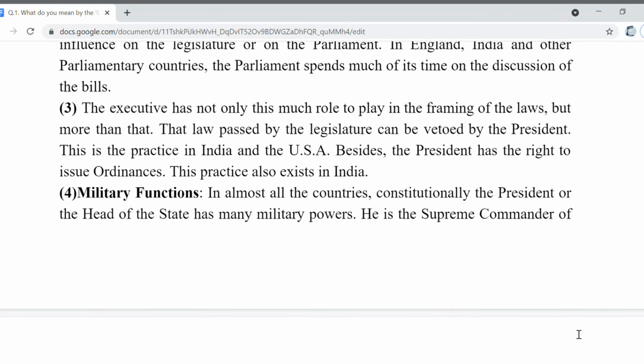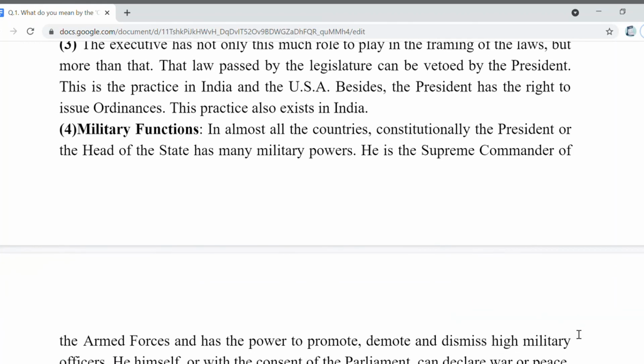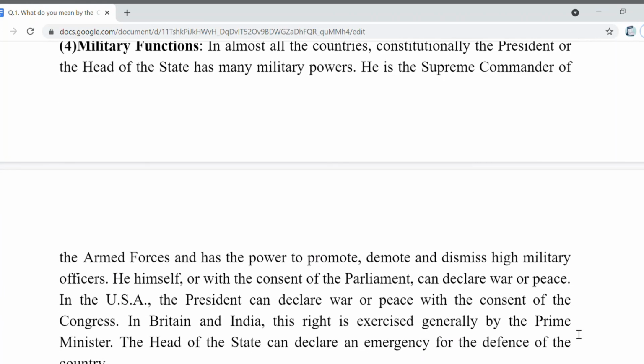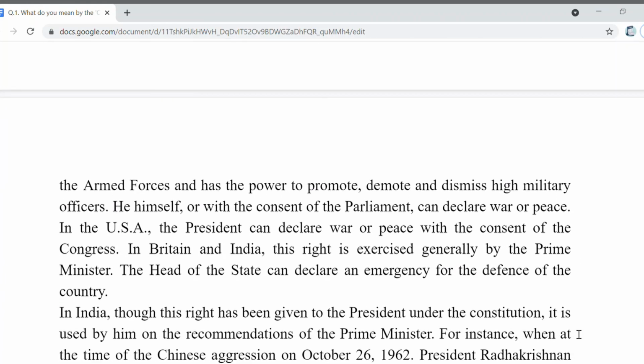The president appoints. He is the head of the state and he is the supreme commander of the armed force and has the power to promote, demote and dismiss high military officers. He himself or with the consent of the parliament declares war or peace. In the USA, the president can declare war or peace with the consent of the Congress.